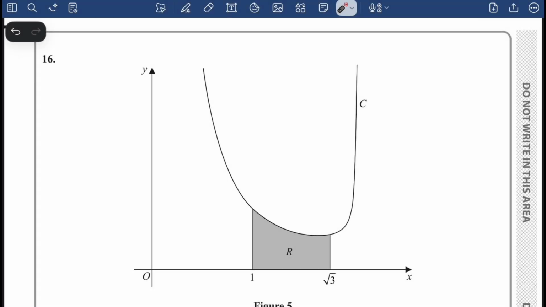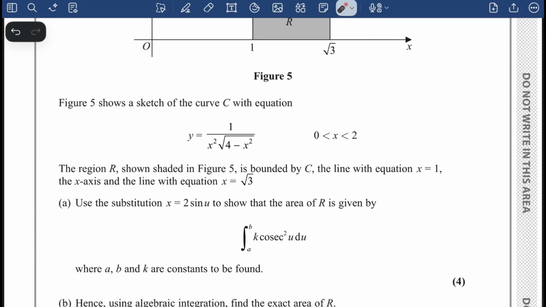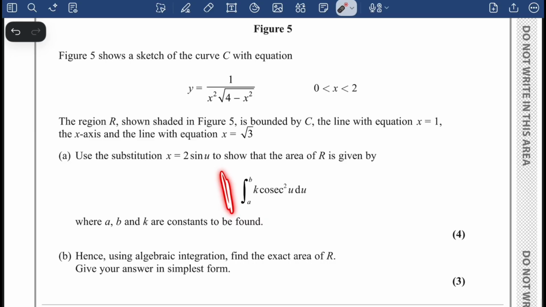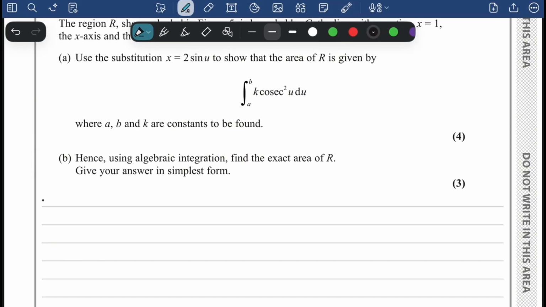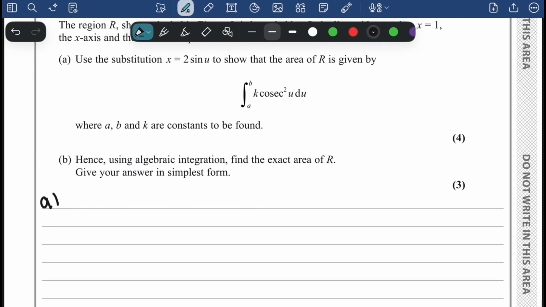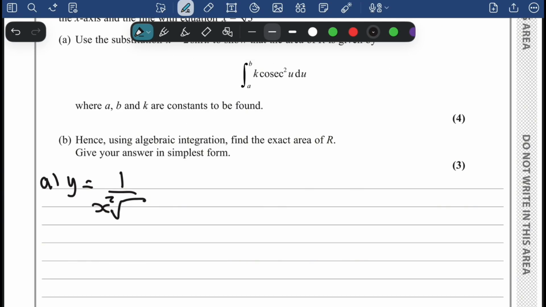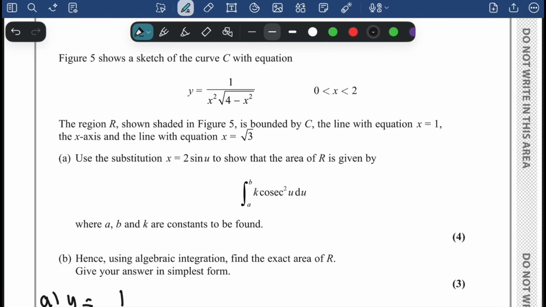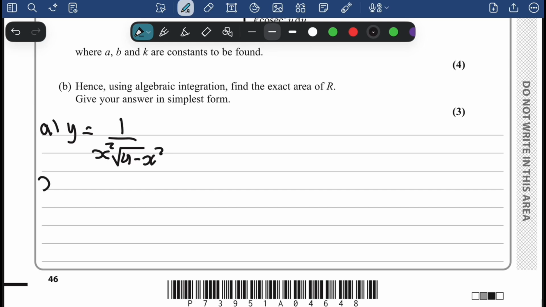Okay, final question, number 16. We're given a sketch of a curve with this equation here, and we're given the region R, and we're told to use the substitution x equals 2 sine u to show the area is given by this, and then use integration to find the area. Okay. So, first things first, let's just write this out. There we go. And then we're told to use the substitution of x equals 2 sine u.